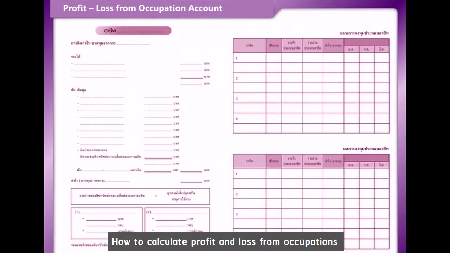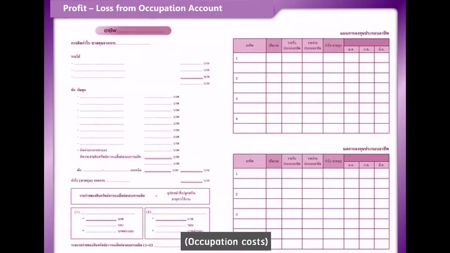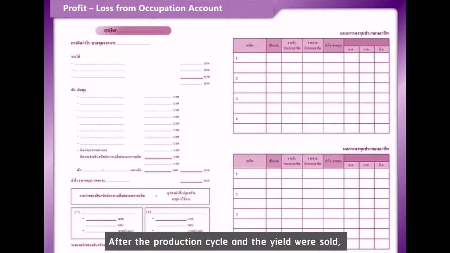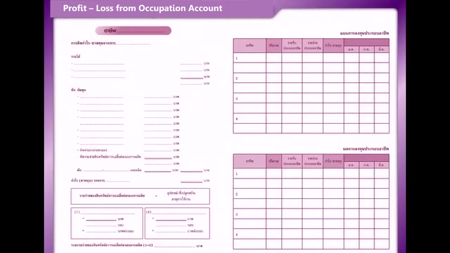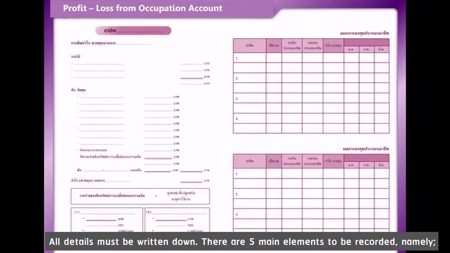Occupational profits loss account. How to calculate profits and loss from occupations. Occupation costs. After the production cycle and the yields were sold, agriculturists are able to calculate their profit and loss by bringing the data recorded in the household incomes expenses account consisting of separated occupations. All details must be written down.